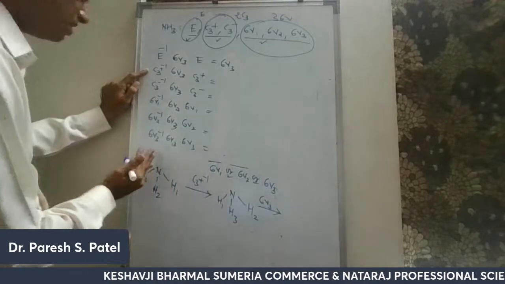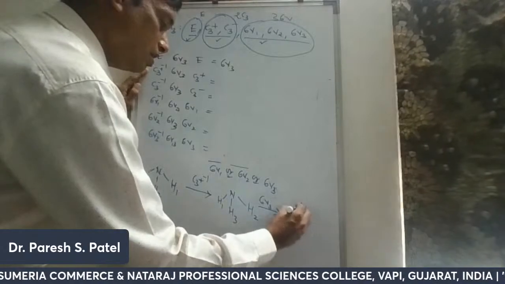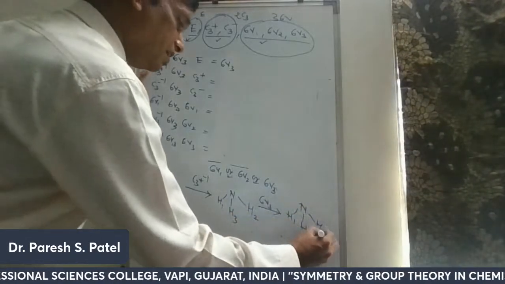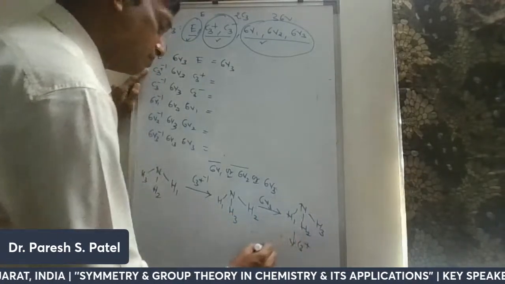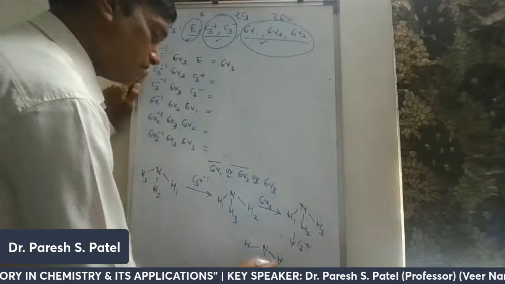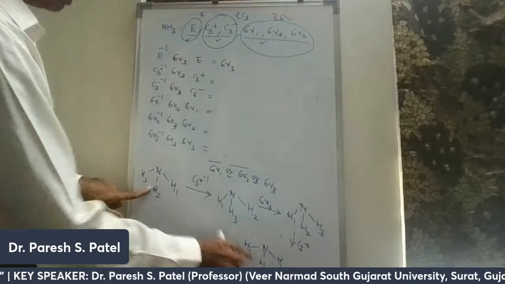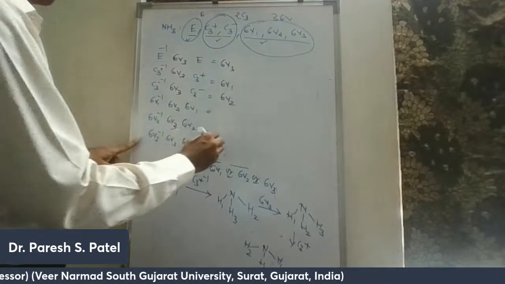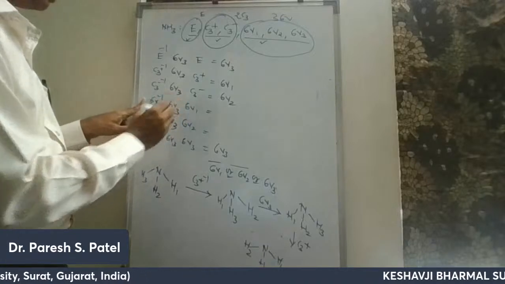So sigma V3 means position of hydrogen is 3. So we have to put a mirror over here on hydrogen 1. Hydrogen 1 remains as it is, 2 and 3 interchange. And then C3 plus. C3 plus means 1, 3, and 2. Compare this and this. So this is nothing but sigma V1. It is sigma V2. This is sigma V3. Sigma V1, sigma V3, and sigma V1.